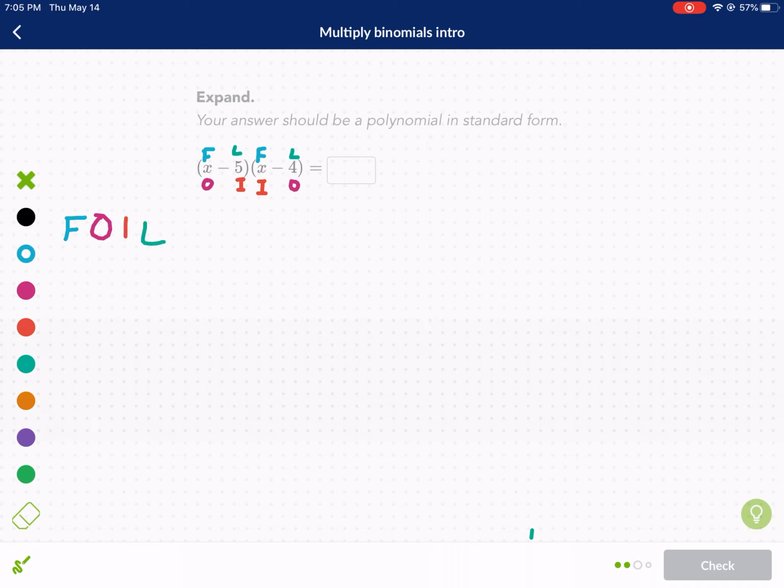So essentially what we're going to do is x times x, which gives us x squared. That's my first term. Now I'm going to multiply my outside terms. So I get x times negative 4. That gives me negative 4x. Now I go to my inside terms. I get negative 5 times x, negative 5x. And then I go to my last term. So I have negative 5 times negative 4 gives me positive 20.